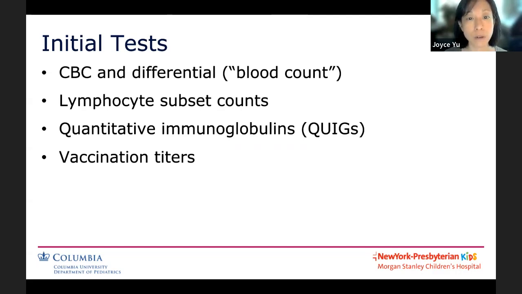So we're looking at two major areas, the function and the number here. So here we're looking at the number, and we can also do some functional tests to see whether your cells are working.